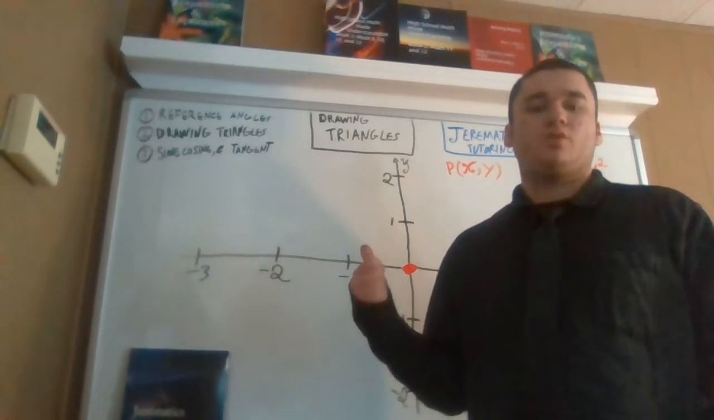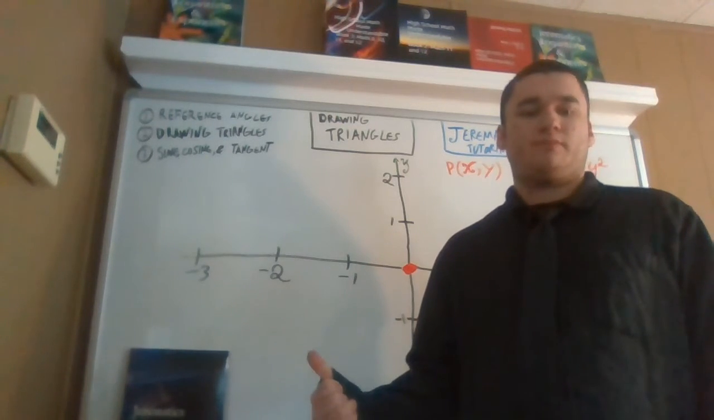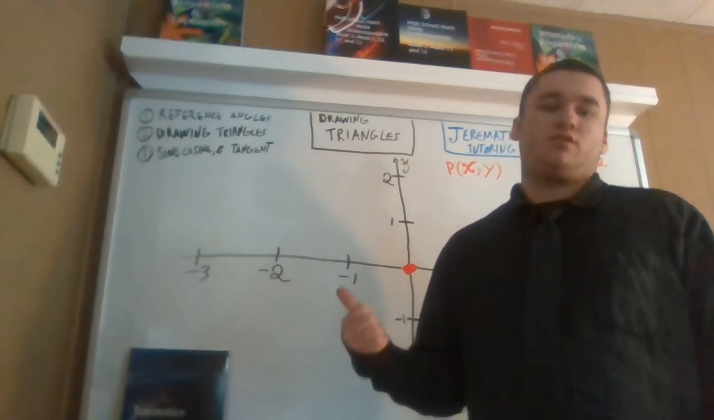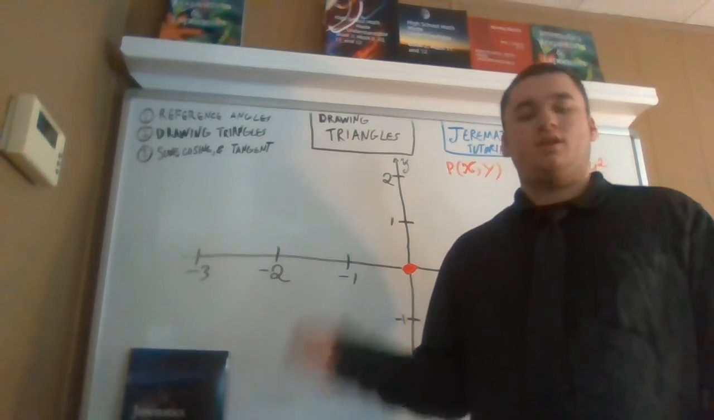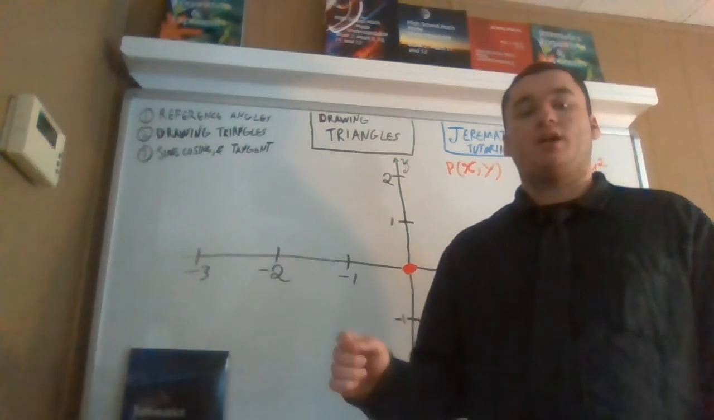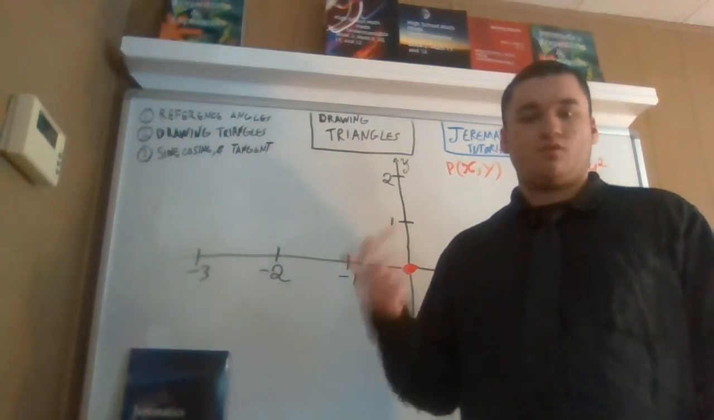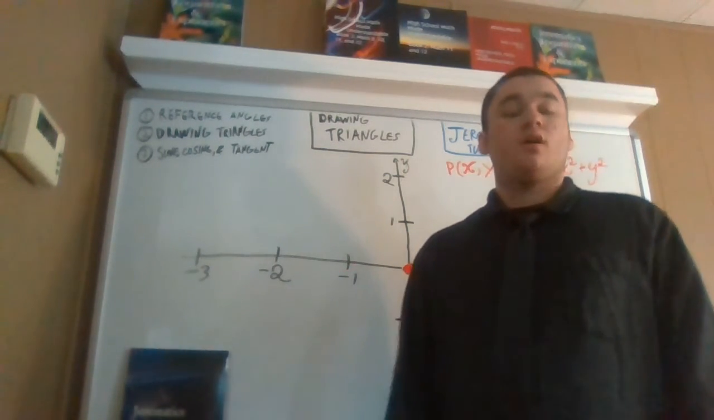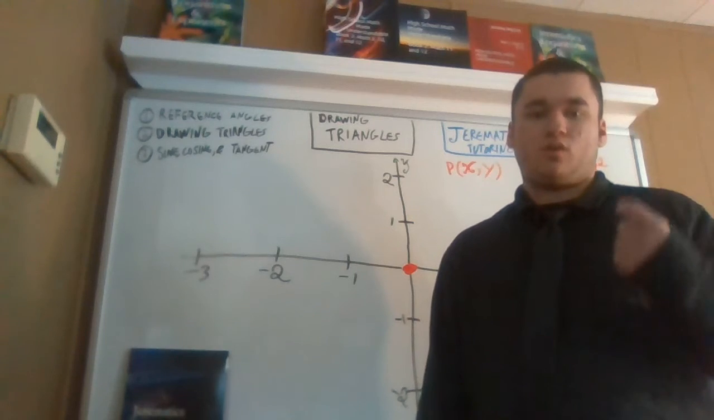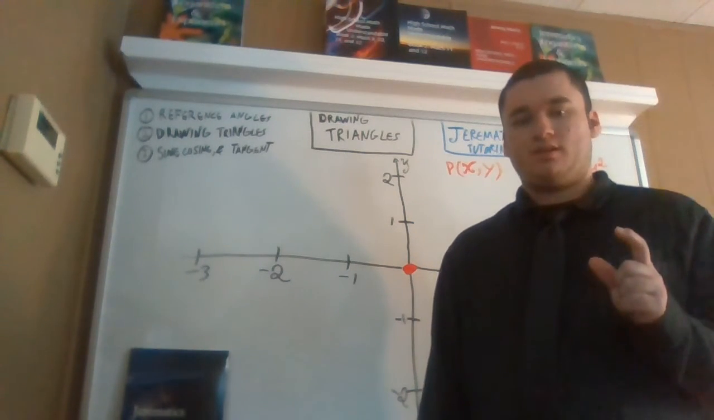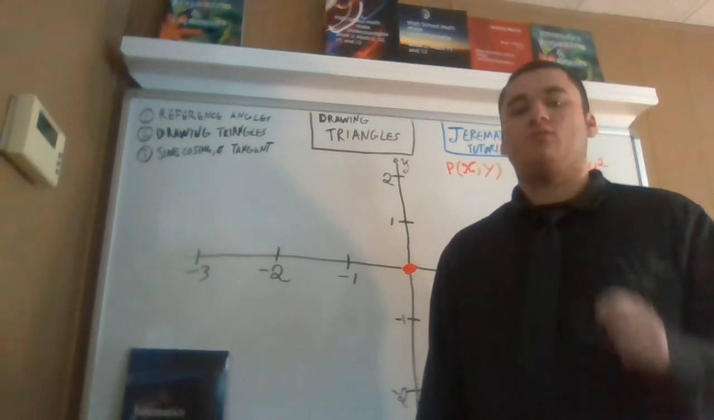In this video, I'll be showing you how to draw triangles on the Cartesian plane. To draw a triangle, you need three things: a base, a height, and a hypotenuse. Well, when you draw triangles on the Cartesian plane, those are the exact three things you will be drawing. The x coordinate will be your width, your base, and your y coordinate will be your height.